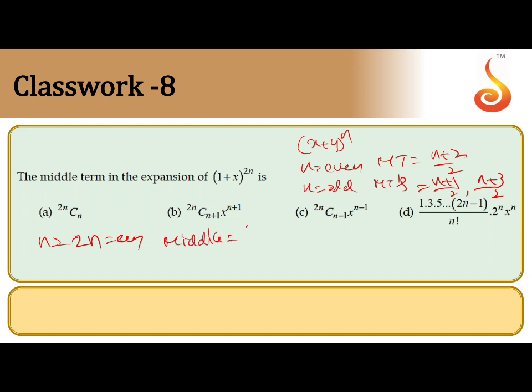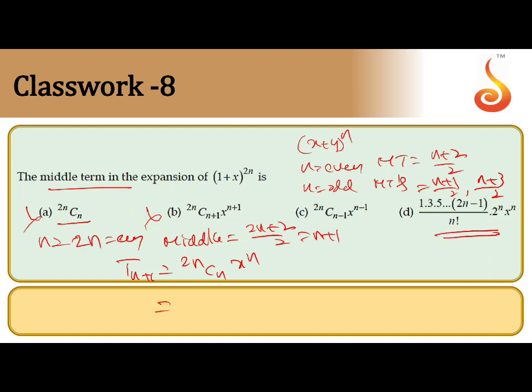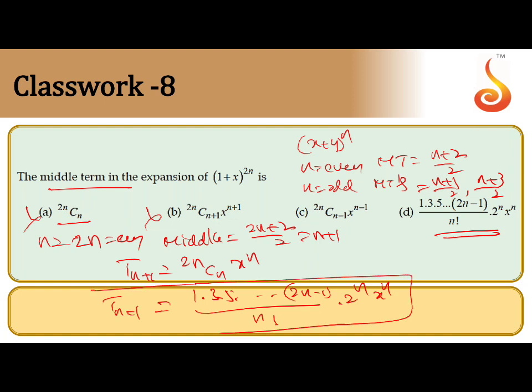is 2n plus 2 by 2, which means n plus 1. So you have to find T n plus 1. T n plus 1 is 2n Cn x power n. So observe here 2n Cn, where is it? You want the middle term, the entire term with x required. So there is no x. This answer is wrong. This 2n plus n plus 1 is wrong. 2n C n minus 1 is wrong. The only chance is this one. If you simplify this, it is a standard problem, the solution is a little long, but you have to remember this as a formula to find the middle term of the expansion (1 plus x) whole power 2n. So this is 2n plus 1. Just remember it as a formula.